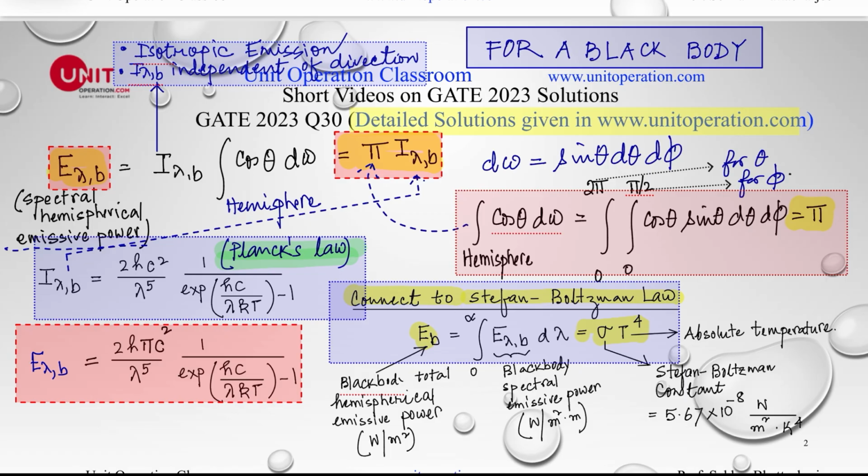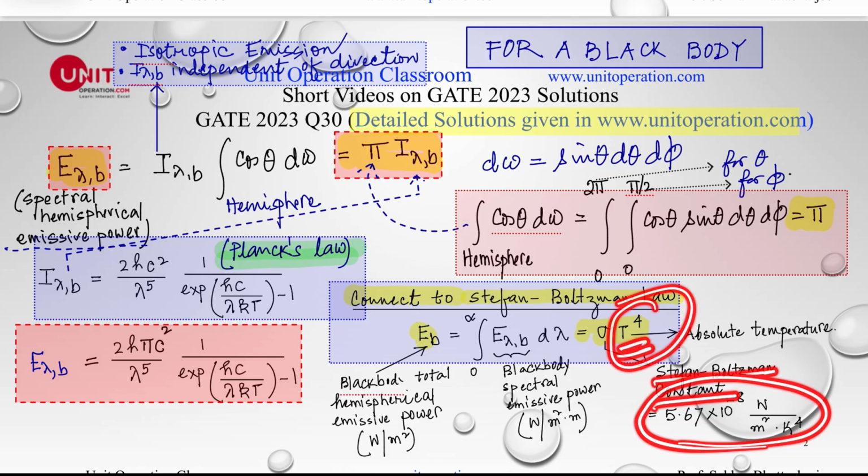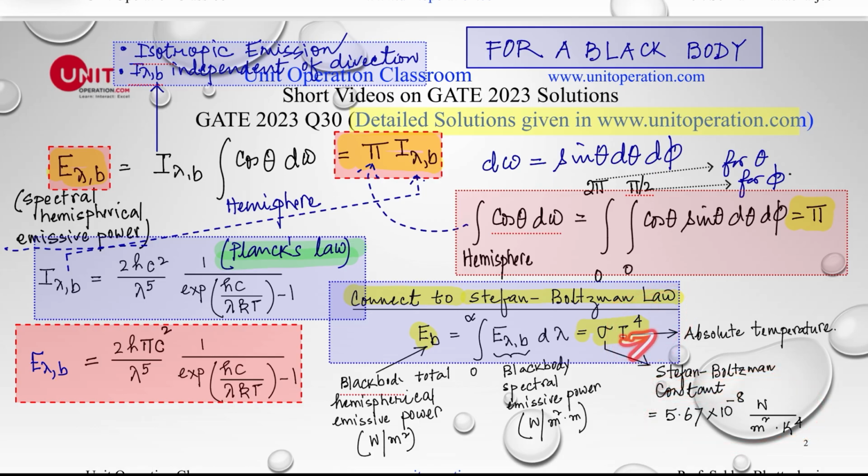So how do you connect it to the Stefan-Boltzmann law? For a black body again, the total hemispherical emissive power, according to the Stefan-Boltzmann law, is given by the integral of E lambda B d lambda over the range, and this is equal to the Stefan-Boltzmann constant sigma times T to the power 4, the fourth power of the absolute temperature. Remember, this is the absolute temperature. That's how the Stefan-Boltzmann law comes in.